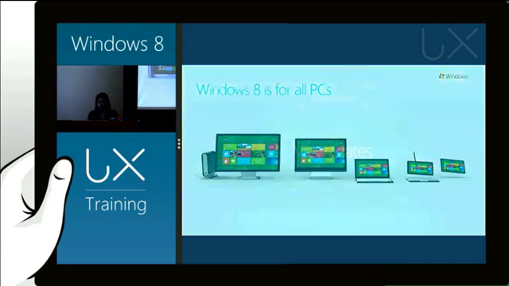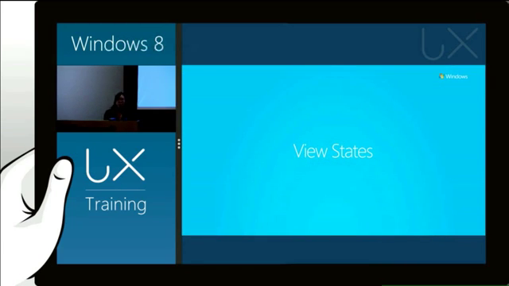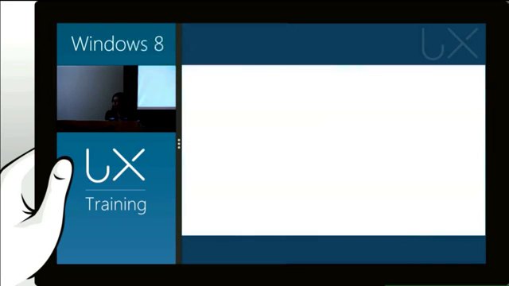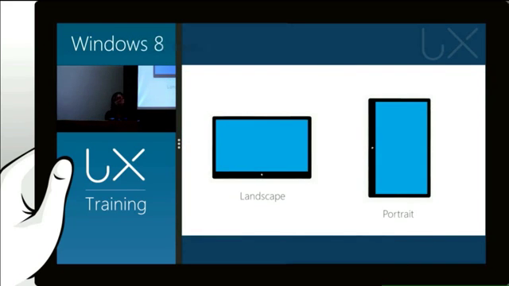And so, before we go deep, I just want to talk about some basics. First of all, view states. View states is a concept that we introduced in Windows 8, and it is what we use to describe the shape of your app. It has information to help you decide how you want to lay out the content within your app. And so, in Windows 8, there are 4 view states.